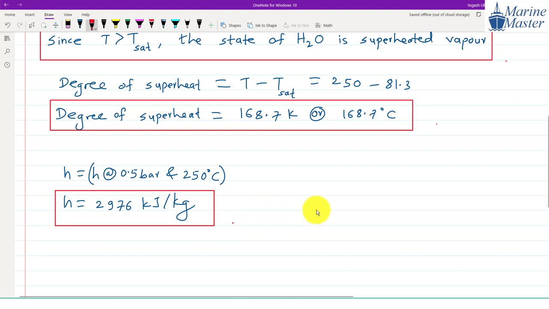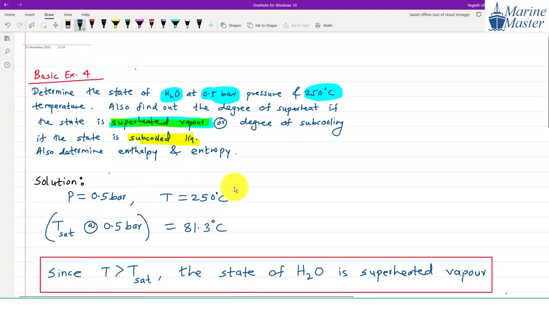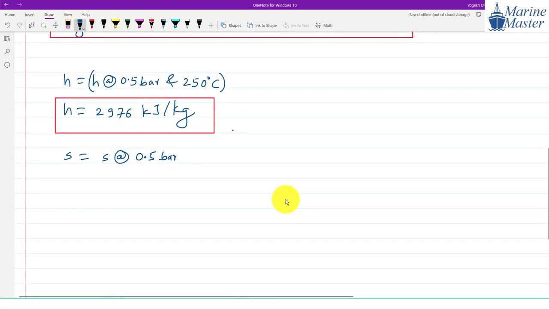Now the second thing they are asking us here, entropy also of the superheated vapor. So entropy, S is equal to what? S at what pressure we have? 0.5 bar. I am checking once again, guys. 0.5 bar and temperature 250 degrees Celsius, guys. So yes, guys, this is S. What is the meaning of S? Entropy.